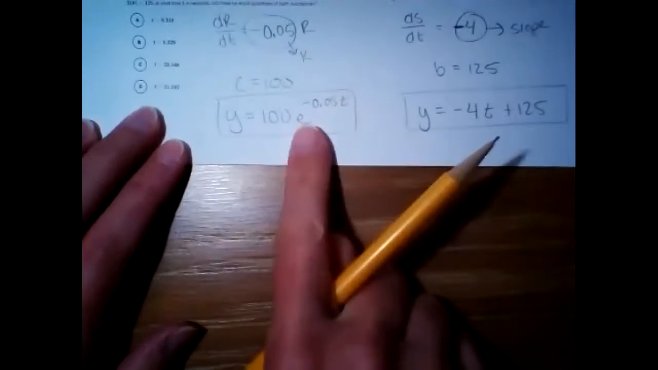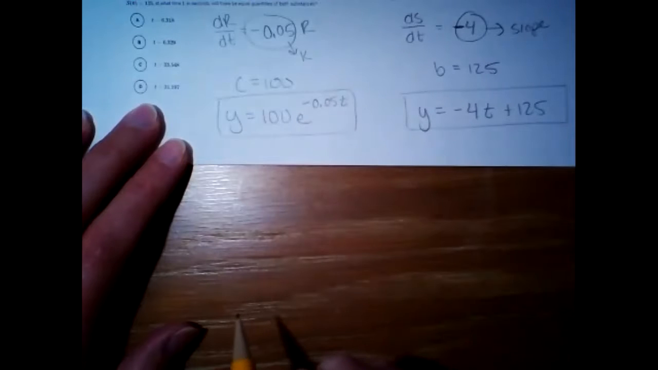So to recap, we made an equation for each of them, we set them equal, we made the calculator do the intersection, and that answer is C.